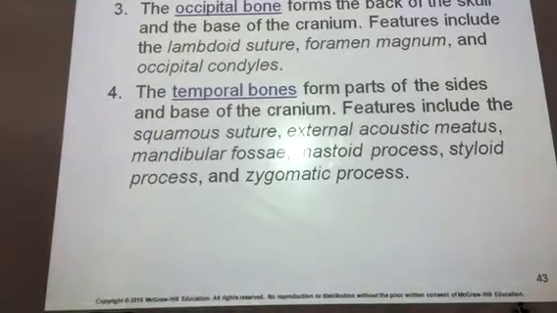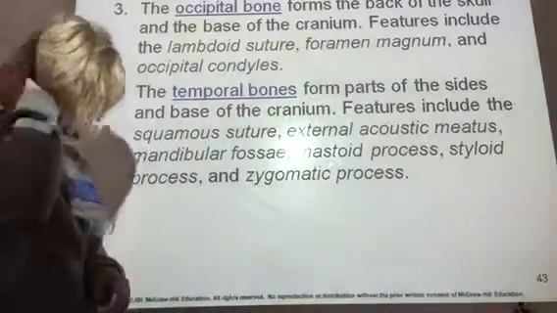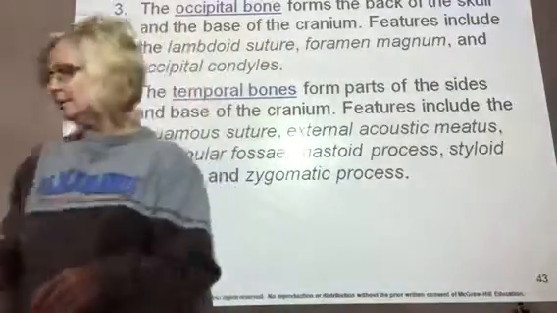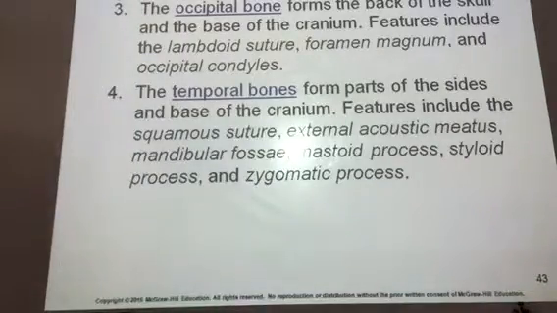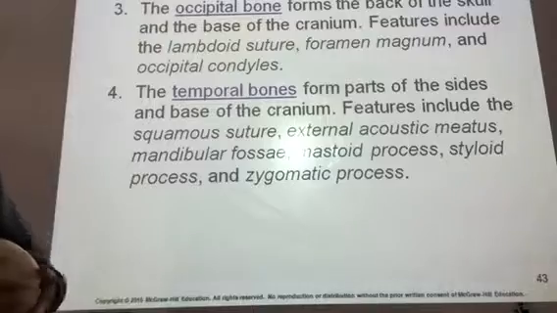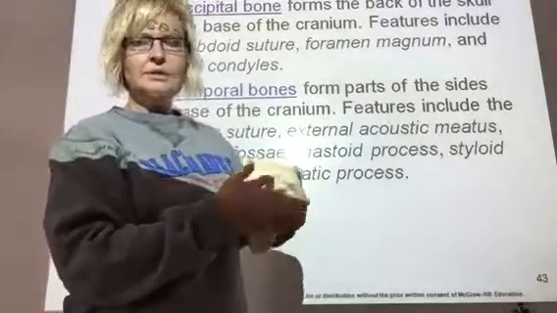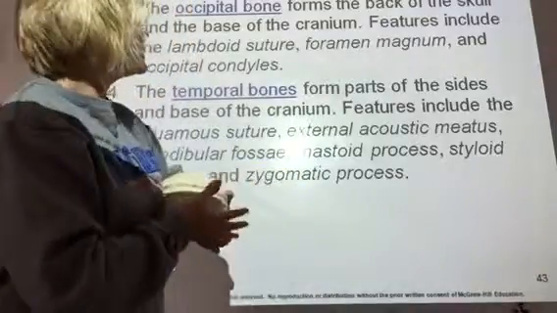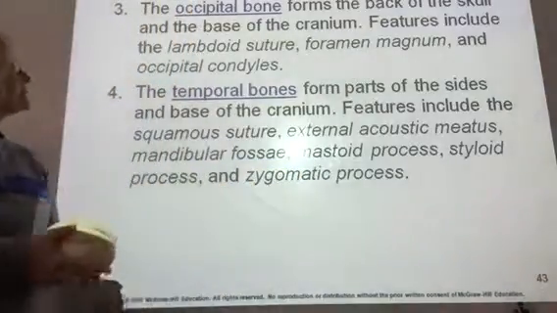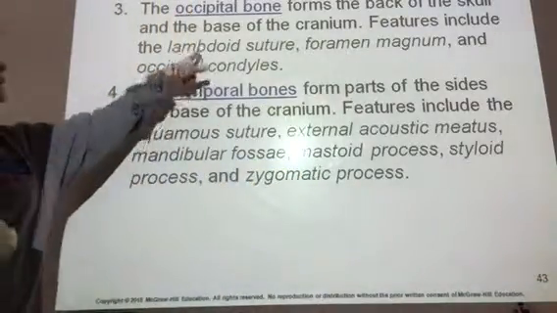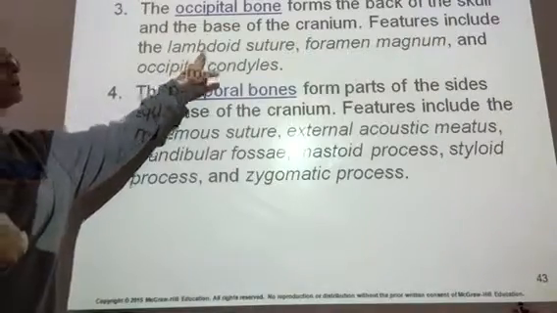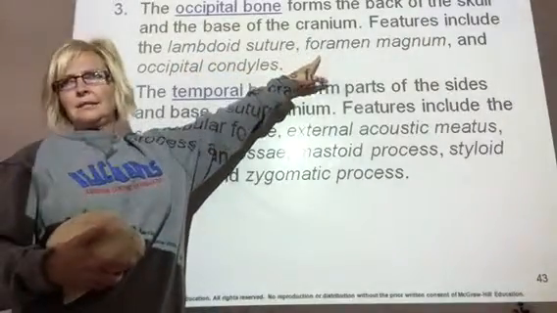Occipital bone sits at the back of the skull and base, so it would be down towards the bottom. If I actually look at a skull, it's going to be this base bottom part down here. So it's the back. Things that you should know there: lambdoid suture, foramen magnum.